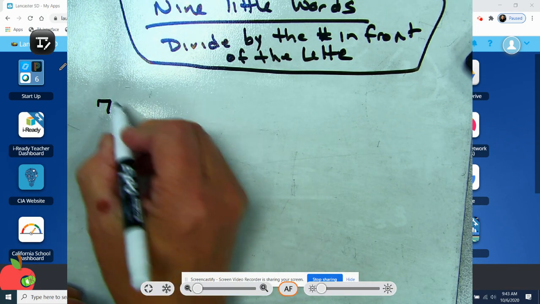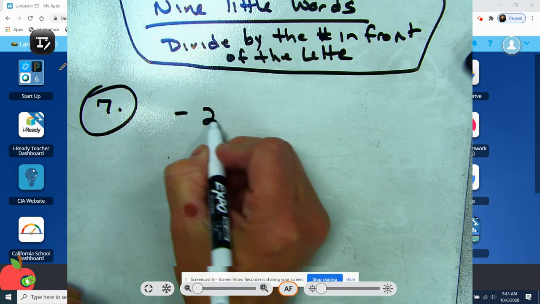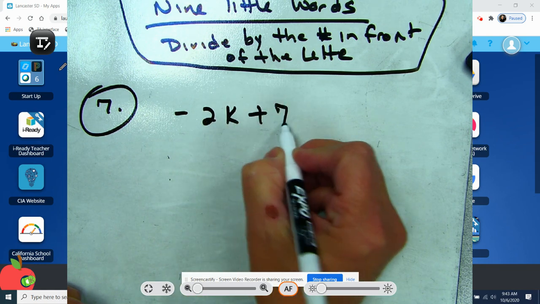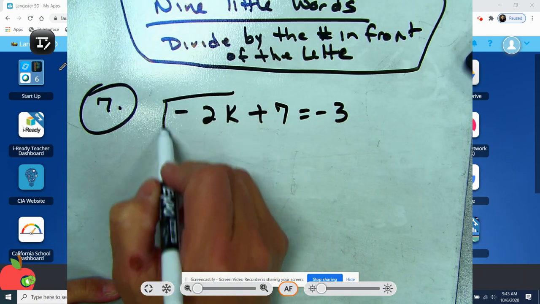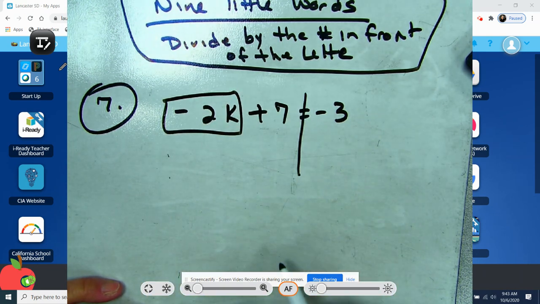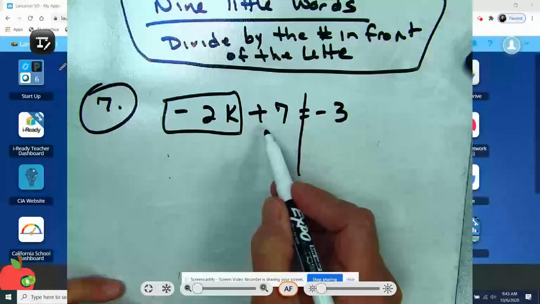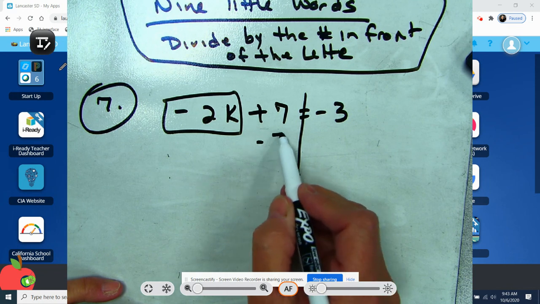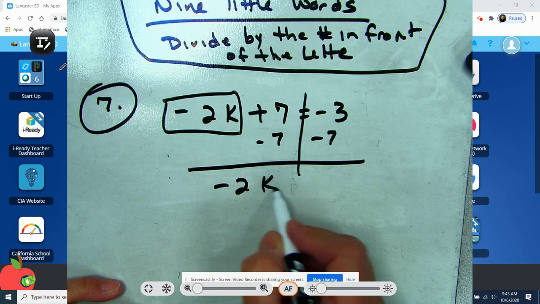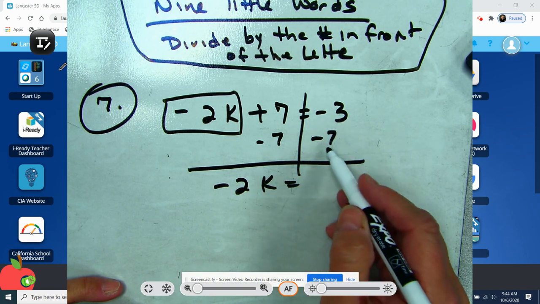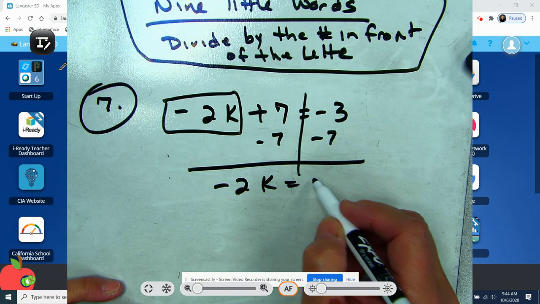Number 7. You have negative 2k plus 7 equals negative 3. Box the variable, put up a fence. Again, the opposite of positive 7 is negative 7. Negative and a negative we're going to add together and keep the sign.